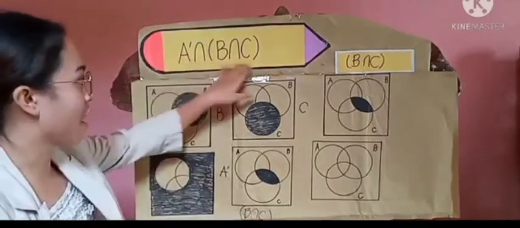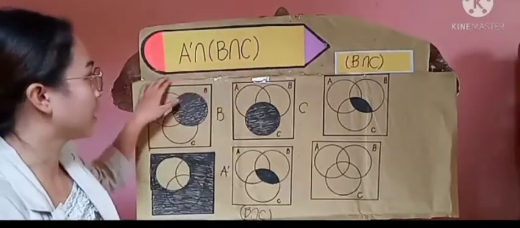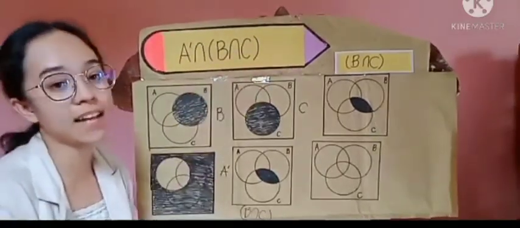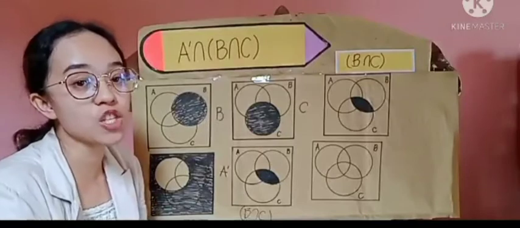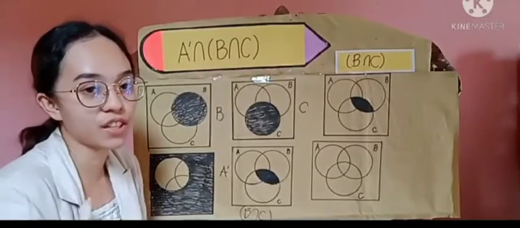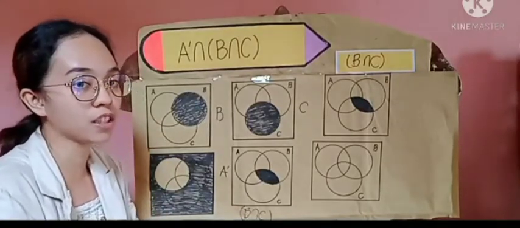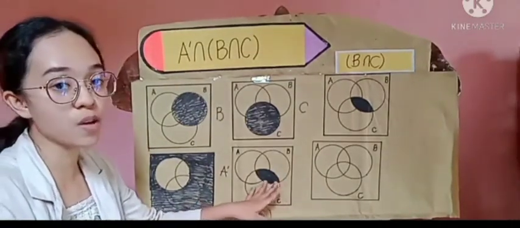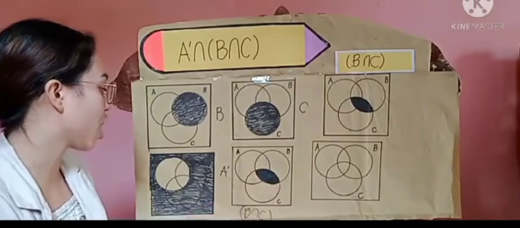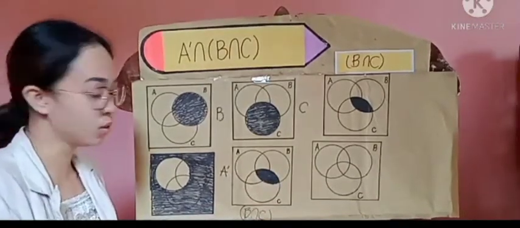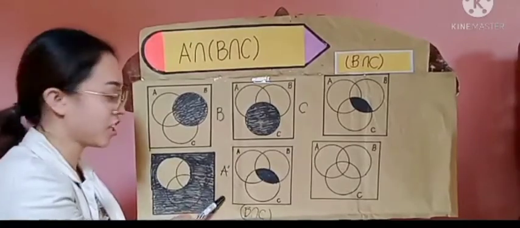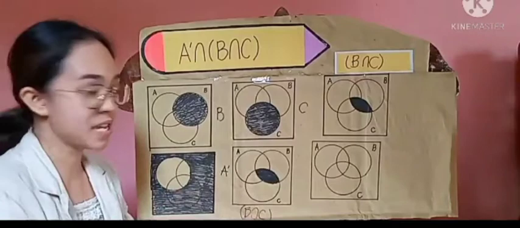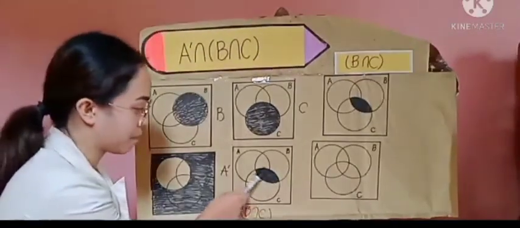Now, it is stated in the given set, what is the intersection of not A, B, and C? Again, the intersection is the common shaded part of the two Venn diagrams. What is the common shaded part of not A, B, and C? Let us look at the not A Venn diagram. This is the shaded part. While for the B and C, this is the only shaded part.